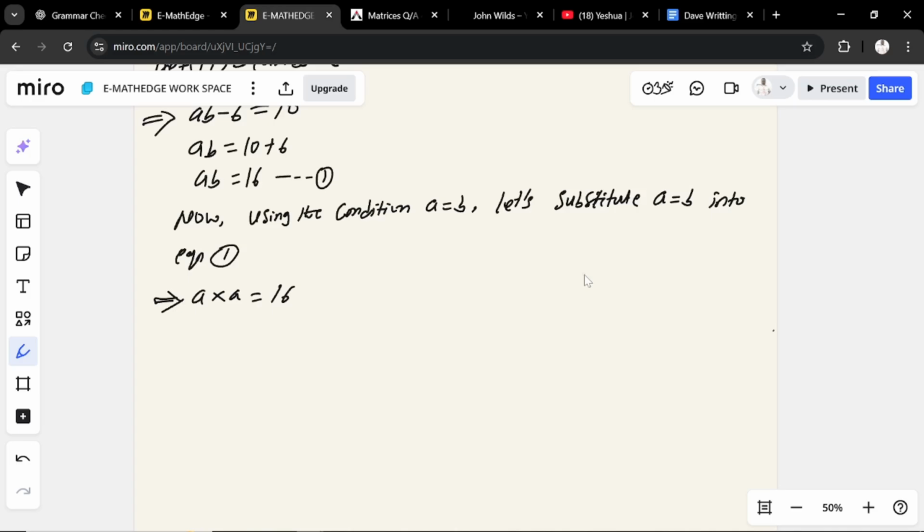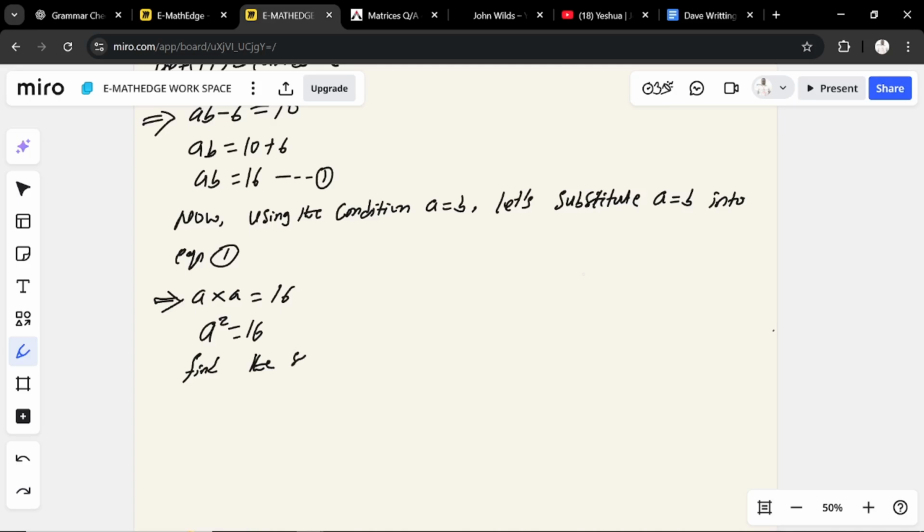Having known that A is equal to B, that simply means we can substitute B in place of A to have a single variable to work with, which gives us 16 from equation 1, such that we are going to have A multiplied by A, which is A squared, to be equal to 16.